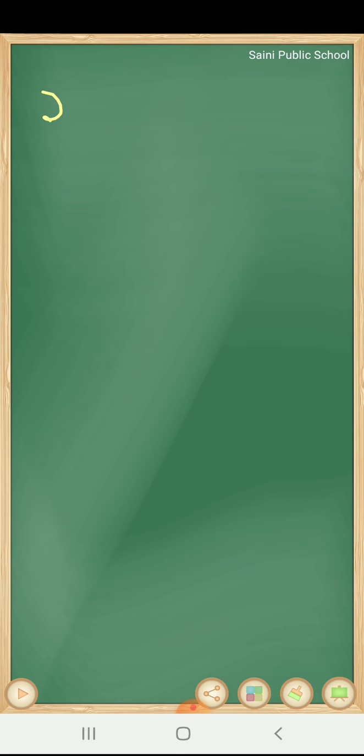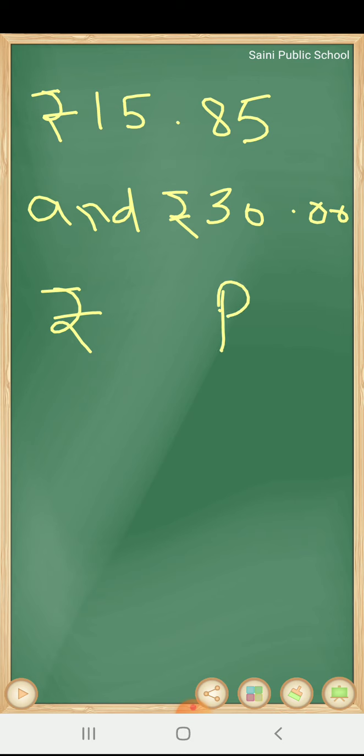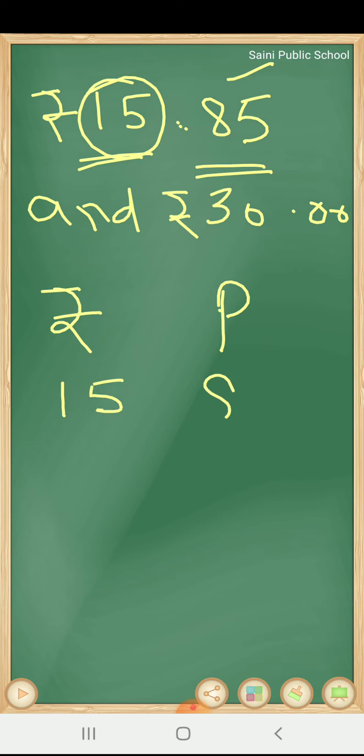Suppose we want to add rupees 15.85 and the second number is rupees 30.00. First of all we will write the two numbers in the same way. First we will write the two units, rupees and paise. Now we will add the numbers. First of all we will write their places. Here is a point, and it means this is rupees, and the number after the point is paise. So 15 here and 85 will be here.